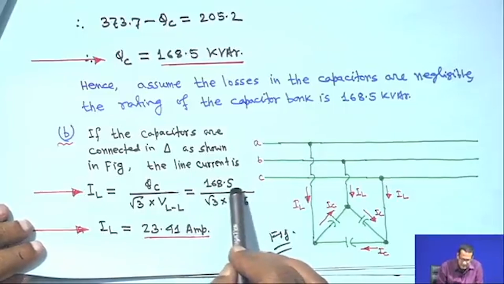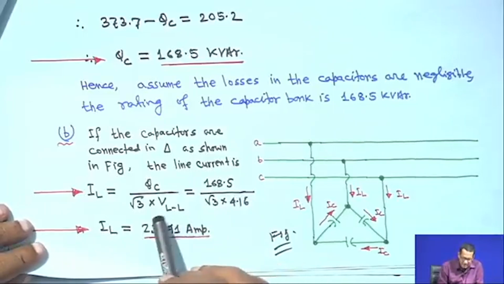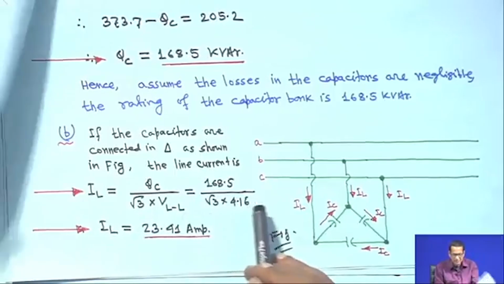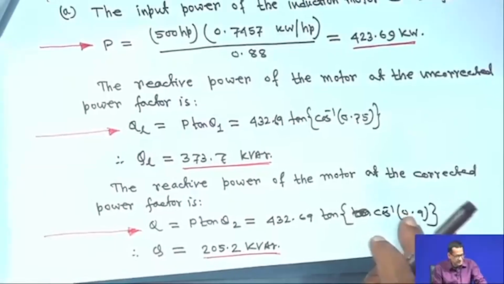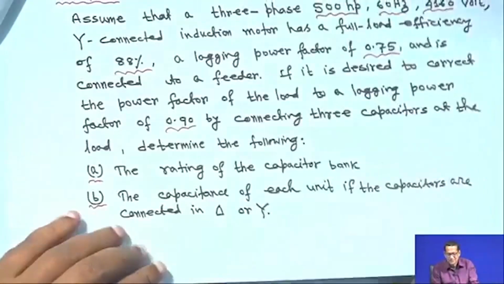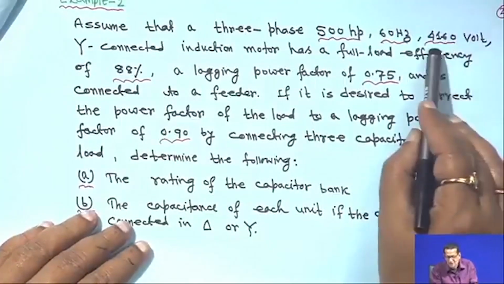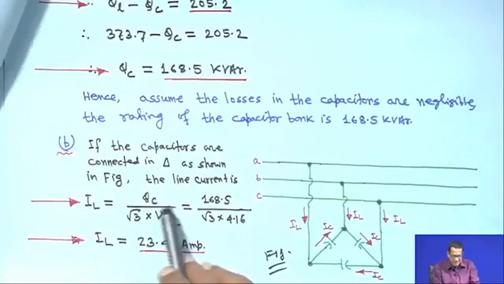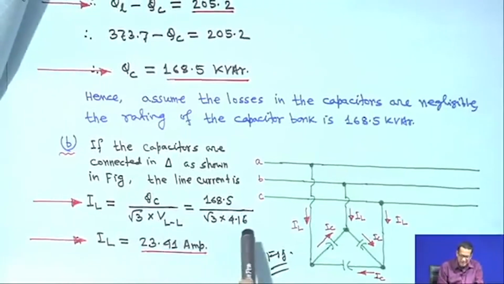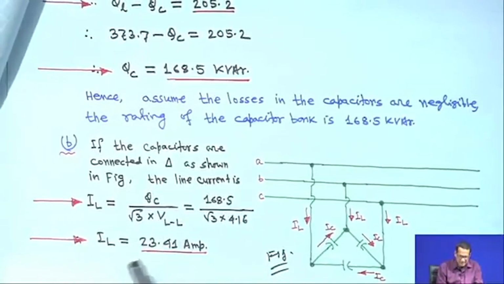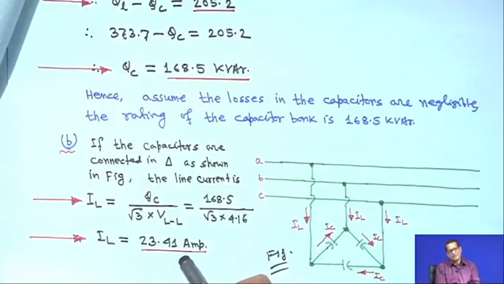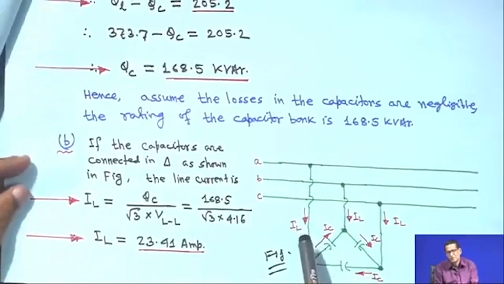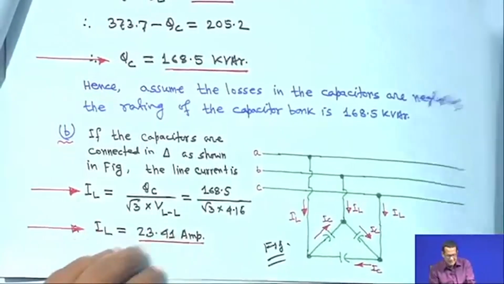So, QC is 168.5, and the line to line voltage given in the numerical is 4160 volt, that is 4.16 kV. Because we are taking QC in kilowatt, we are taking voltage in kilovolt. So, IL will be in ampere, 23.41 ampere. This is the load current, and it is a balanced system.